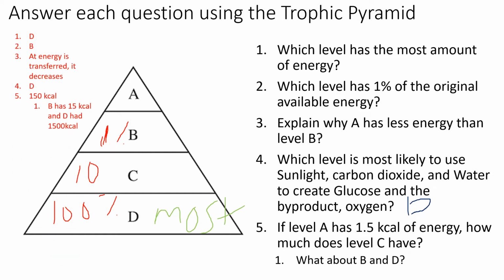And then number 5, if level A has 1.5 kilocalories of energy, how much does level C have? So if A has 1.5 kilocalories, we know that if you go up the trophic level, you are getting less energy. But if we are looking for the levels below it, those levels are going to have more energy. So instead of moving the decimal place to the left, we are going to move the decimal place to the right. And so B is going to have 15 kilocalories of energy.